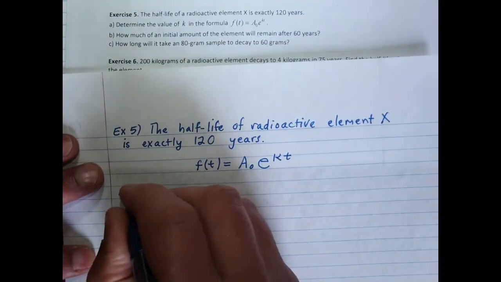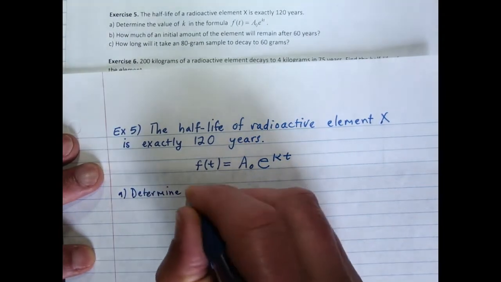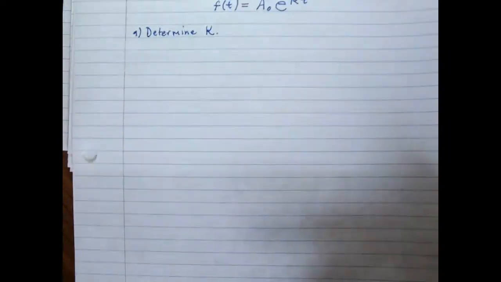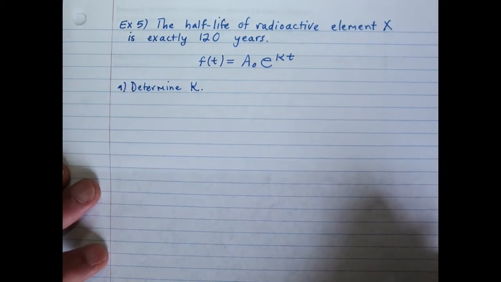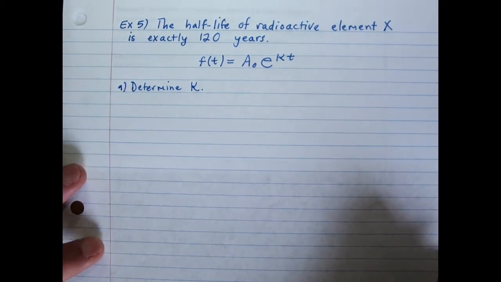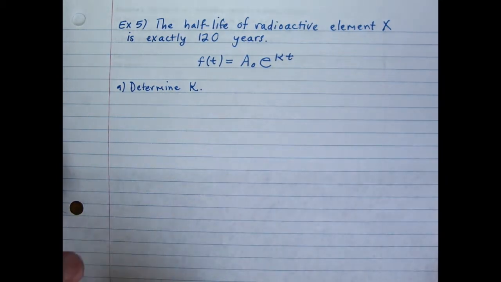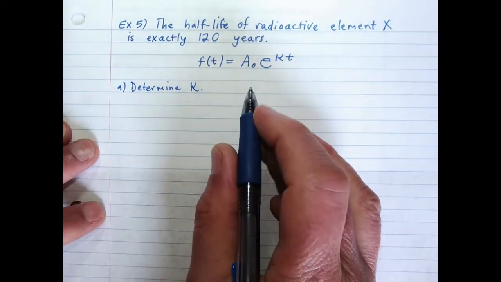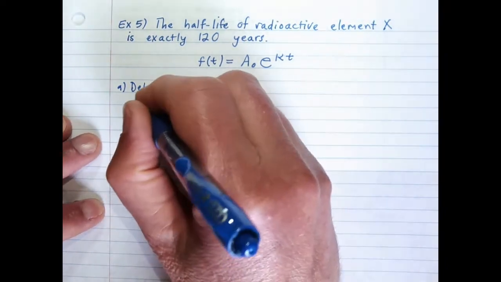is to determine the value of k in the formula for the function f of t equals a0 e to the kt. We are not given a value of a0. Turns out here we don't even need a value for a0 to figure out what k is. Let's look at a table of values.